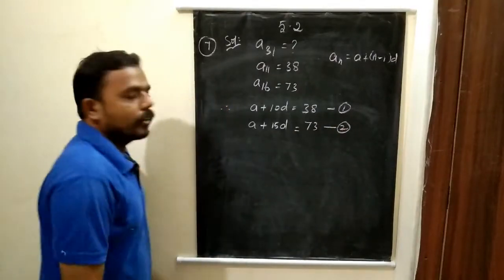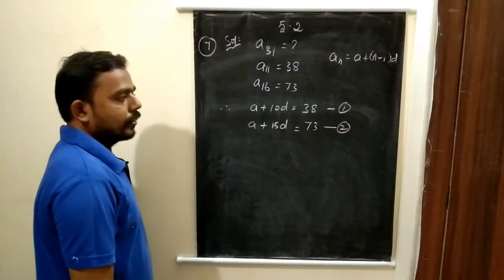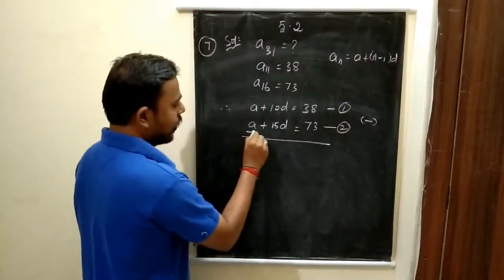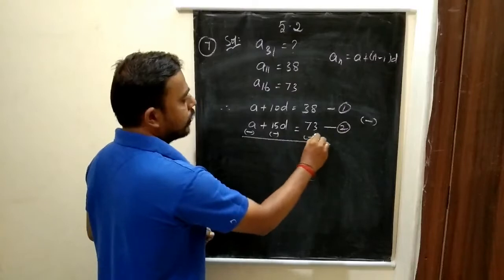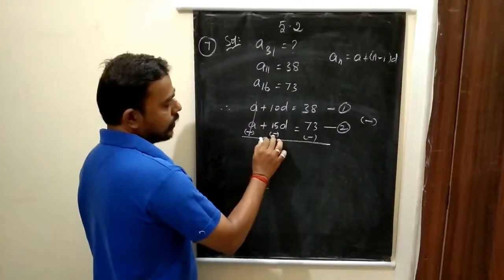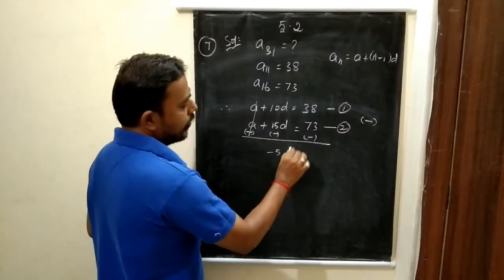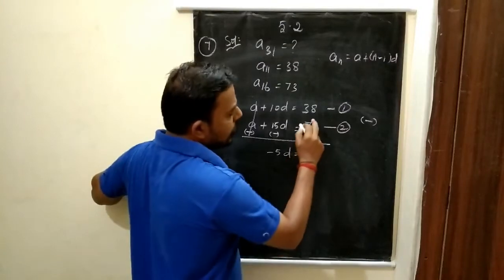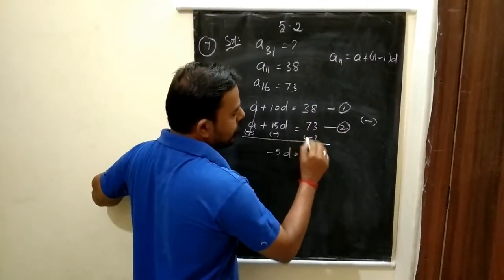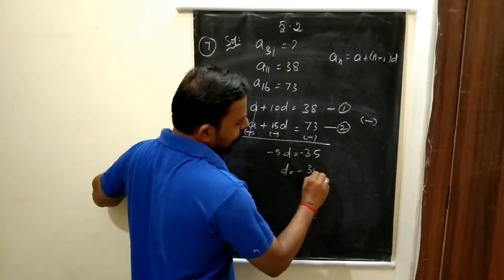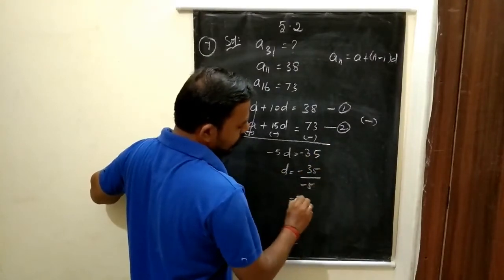Now subtract the first equation from the second, changing the signs. The a cancels out. So 10 minus 15, consider the sign: minus 5d equals 38 minus 73, which is minus 35. So d equals minus 35 divided by minus 5, that is 7.